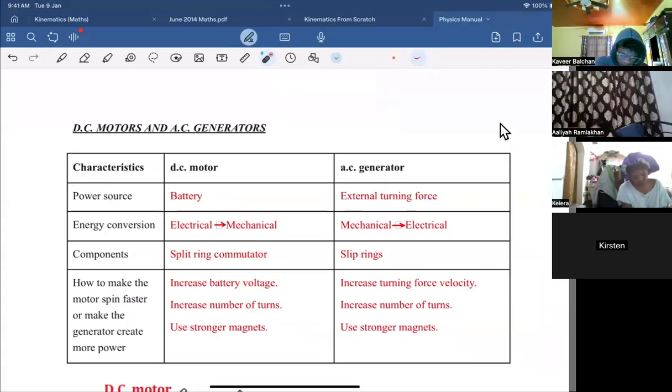All right. So you finished copying down the table. Yep. Okay, nice. Well, that's it for class today.